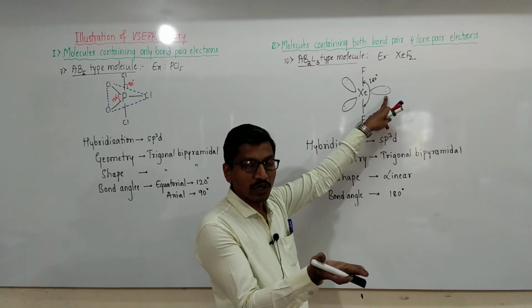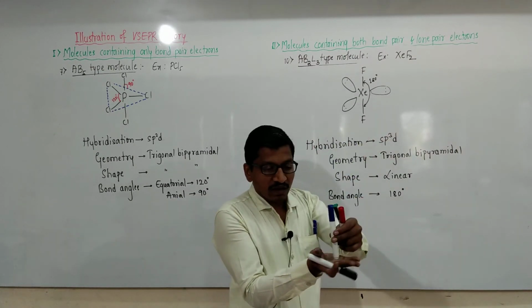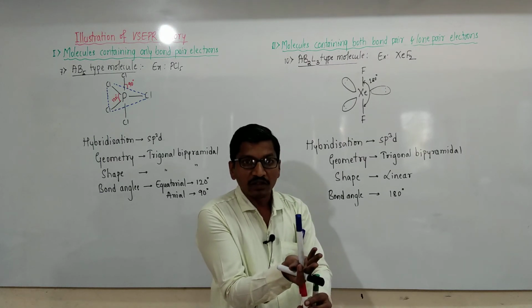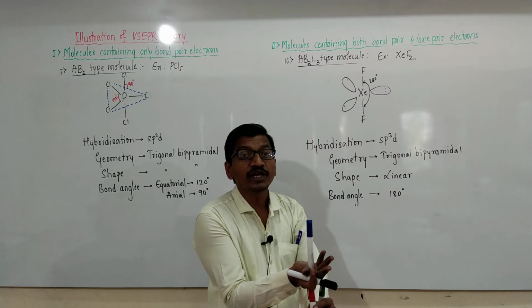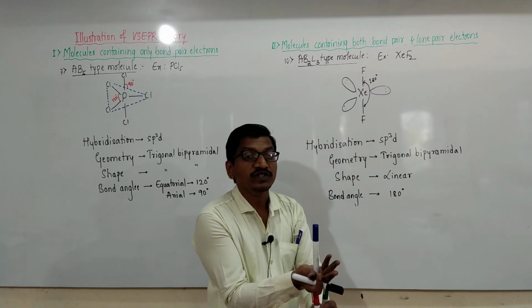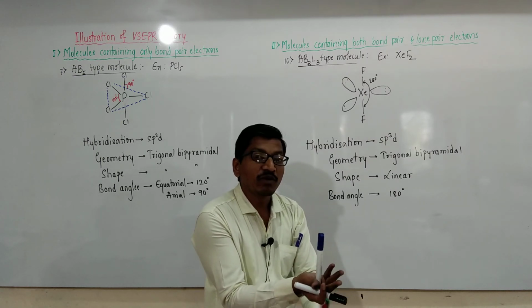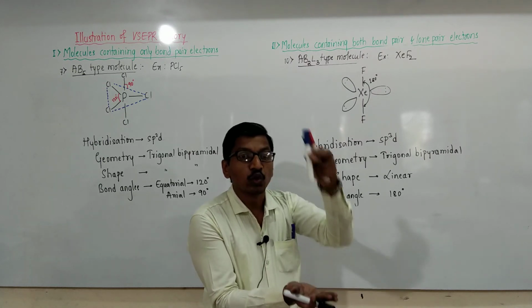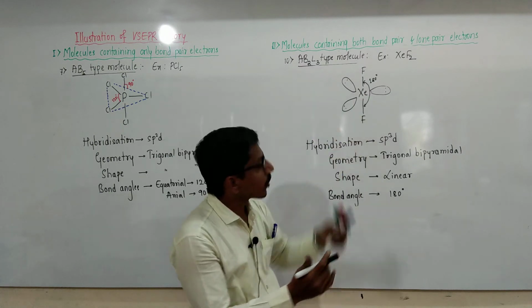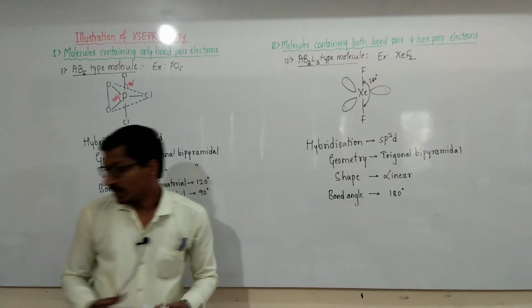In the plane, lone pairs of electrons are present. Above and below the plane, fluorine atoms are directly overlapped with the sp3d hybrid orbital of xenon, and the repulsion is minimum. These are far away from the lone pairs of electrons, so the repulsion is minimum and bond angle is 180 degree.